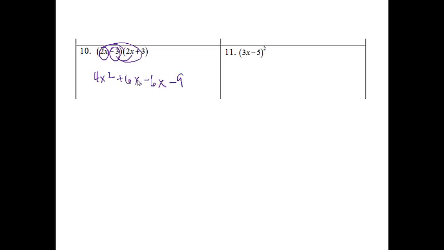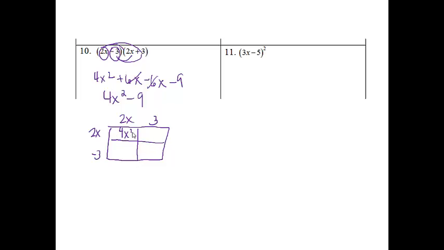Okay, and then 6x minus 6x, they will just cancel each other out, so I'm left with 4x squared minus 9. If I were to do the box way, I'd get 2 rows and then 2 columns. Don't forget to bring down the minus with your 3. And then if I fill in my boxes here, I'll have 4x squared, 6x, negative 6x, and once again negative 9. That's not 0 because we're multiplying. And then if I write it down, I'll get 4x squared. My 6x and negative 6x cancel each other out, and then I just get minus 9.